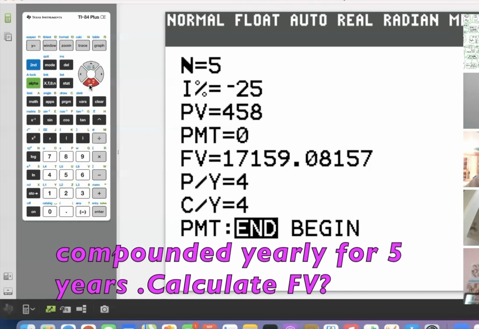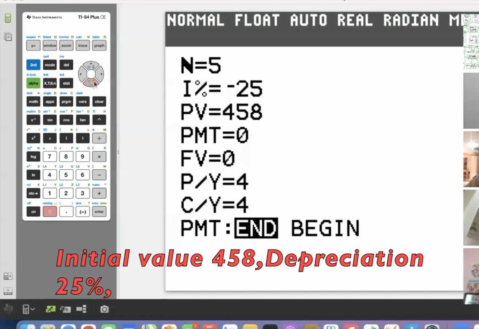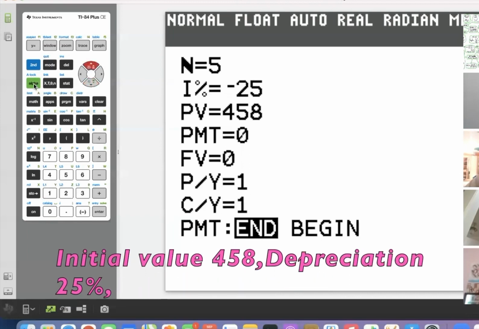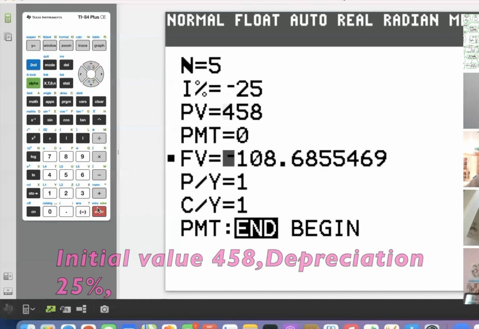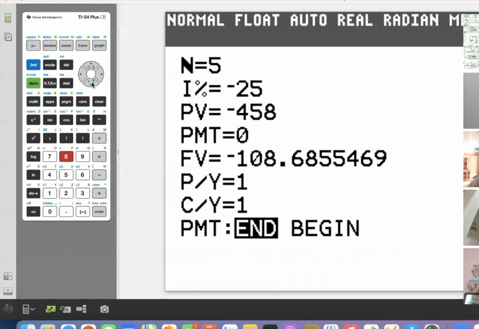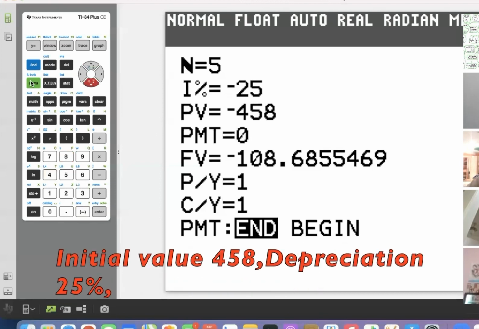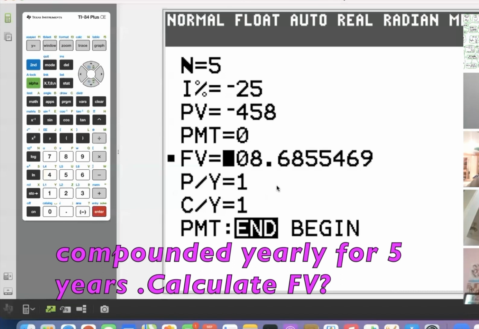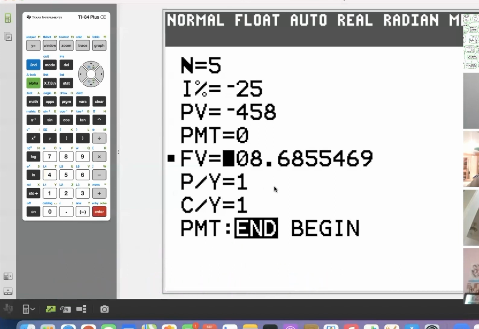Final value we want to calculate. We can put that 0. Payment per year is 1. Okay, take our cursor at FV, alpha, enter. Present value, alpha, enter. So final value from 458 will be 108 after depreciation. Is that clear to everyone?